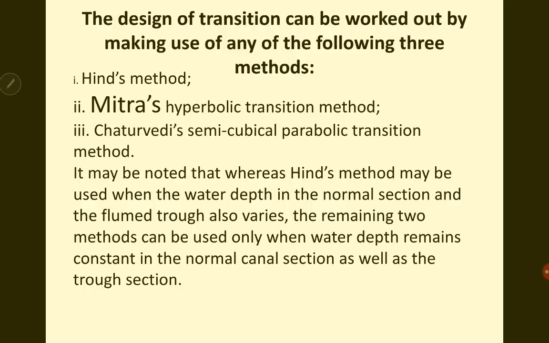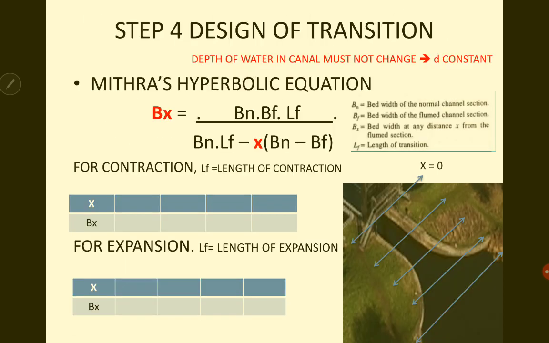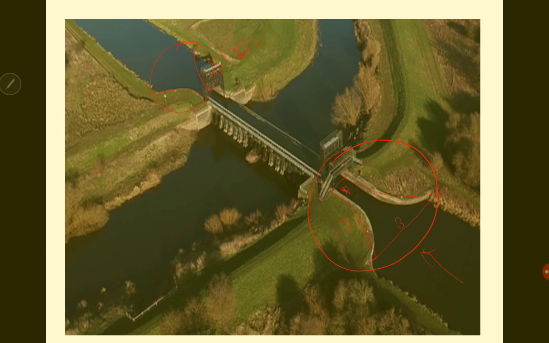Now we are going to design this transition part in detail. For that we have three methods: Hind's method, Mitra's hyperbolic transition method, and Chaturvedi's semi-cubical parabolic method. But the method that we are going to use is Mitra's hyperbolic transition method. So how to design this transition? The main thing is that the depth of the water in the canal must not change. Whatever change in dimension happens to the section, we have to make sure that the depth of the water in the canal is not changing.